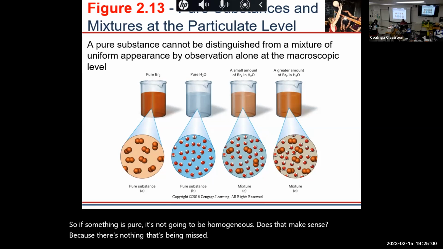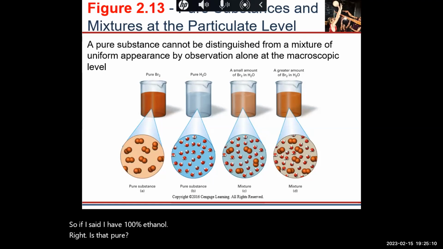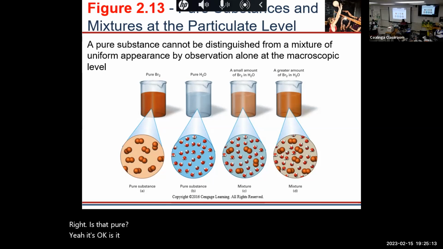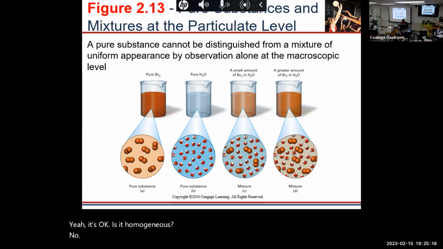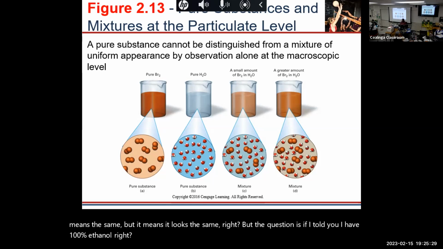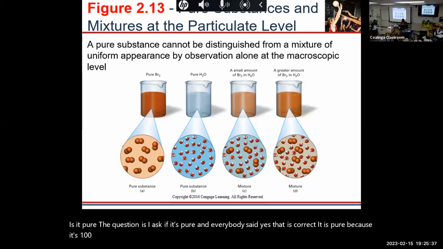Okay, so if I said I have 100% ethanol, is that pure? Yes. Is it homogeneous? No. Homo means the same, it means it looks the same. But the question is, if I told you I have 100% ethanol, is it pure? And everybody said yes, that is correct. It is pure because it's 100%.